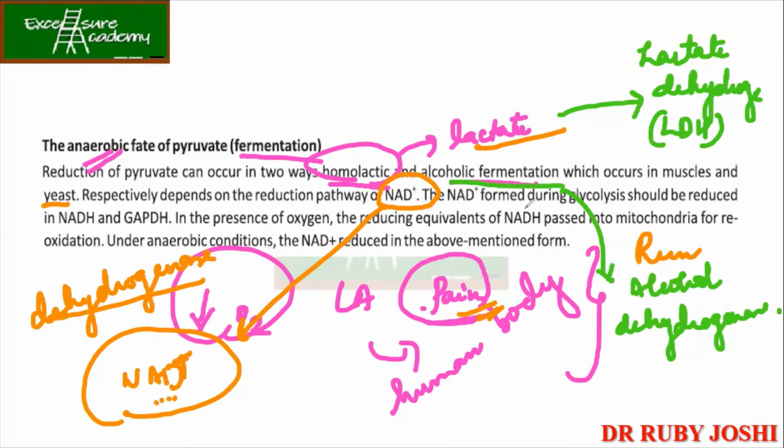The NAD+ formed during glycolysis should be reduced in NADH and GAPDH. So in the presence of oxygen, the reducing equivalents of NADH pass into the mitochondria for reoxidation. So glycolysis में जो भी आपका NAD+ बनता है, वो आपका mitochondria में चला जाता है for the Krebs cycle.